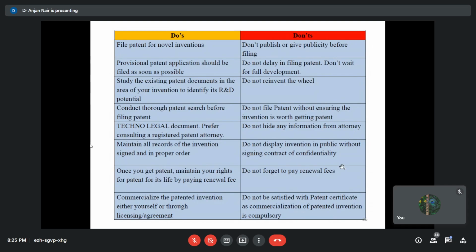Regarding patents, as I told you, it's a techno-legal document. Many of you might have a doubt whether the idea or the product that you are going to come up with is novel or not. So do a patent search. KCSC will help us do a free patent search. Also, you can do it on your own. Use Google Patent to search.